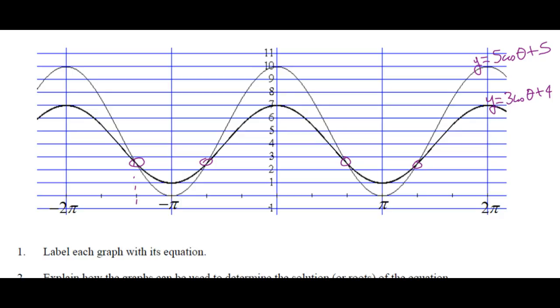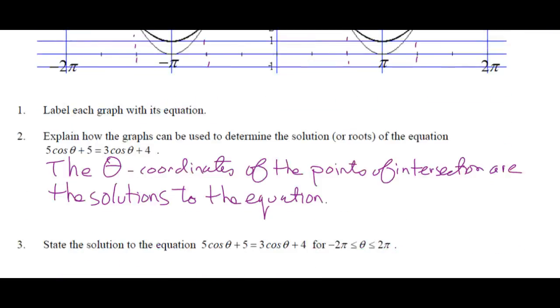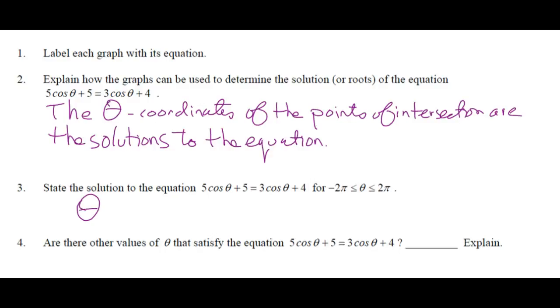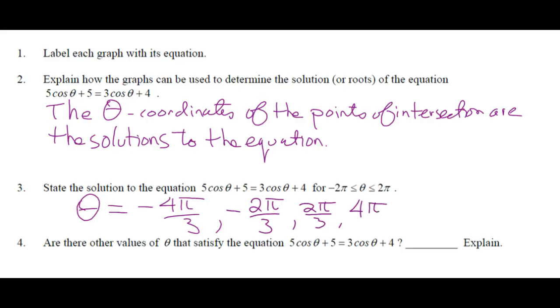Okay, so if we can read the values, then what are the solutions starting here? What's your scale? First thing is scales, right? So scales are pi by 3. So this guy is negative 4 pi by 3. And the next one is negative 2 pi by 3. So the next one is 2 pi by 3. And the last one is 4 pi by 3.